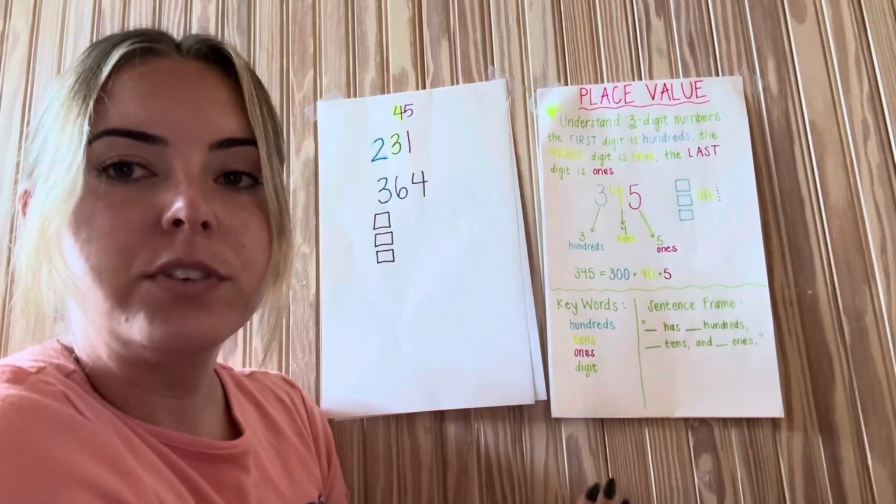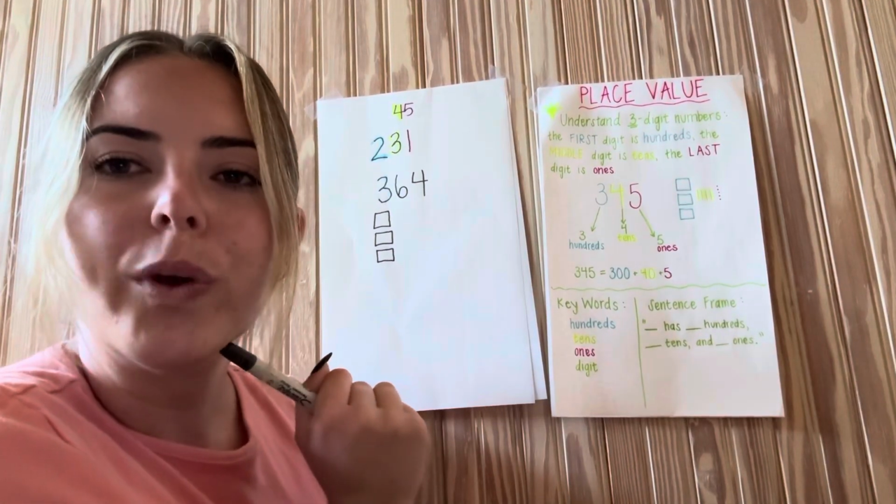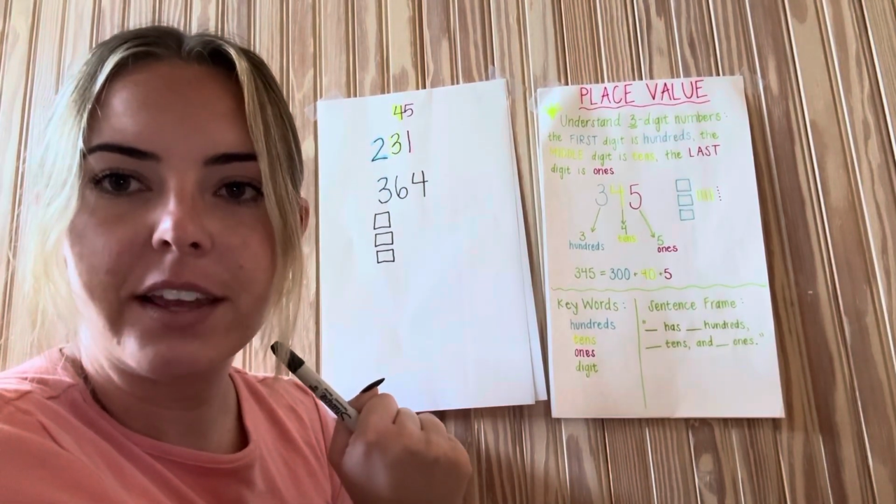Moving on, we have our 3 hundreds. Now we have to look at our tens. Where is the tens digit in this number?